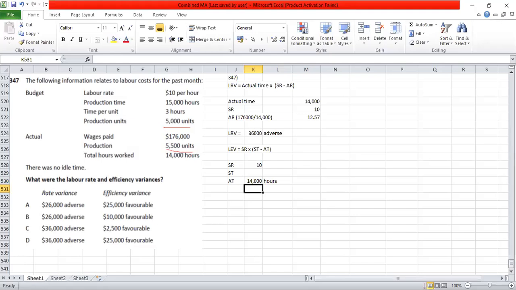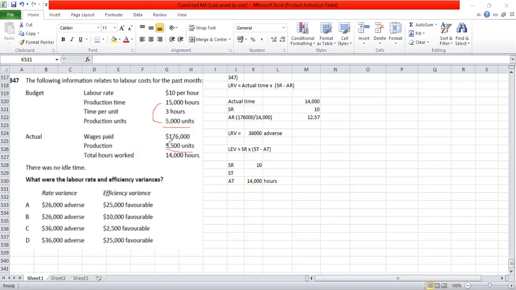Now we are asked to find out what is standard time. The standard time of 15,000 is given when the output is 5,000. But is the output 5,000 under actual? No. So actual output was 5,500. They are not comparable. Like one of the days I mentioned that the first year student performance and second year student performance cannot be compared.